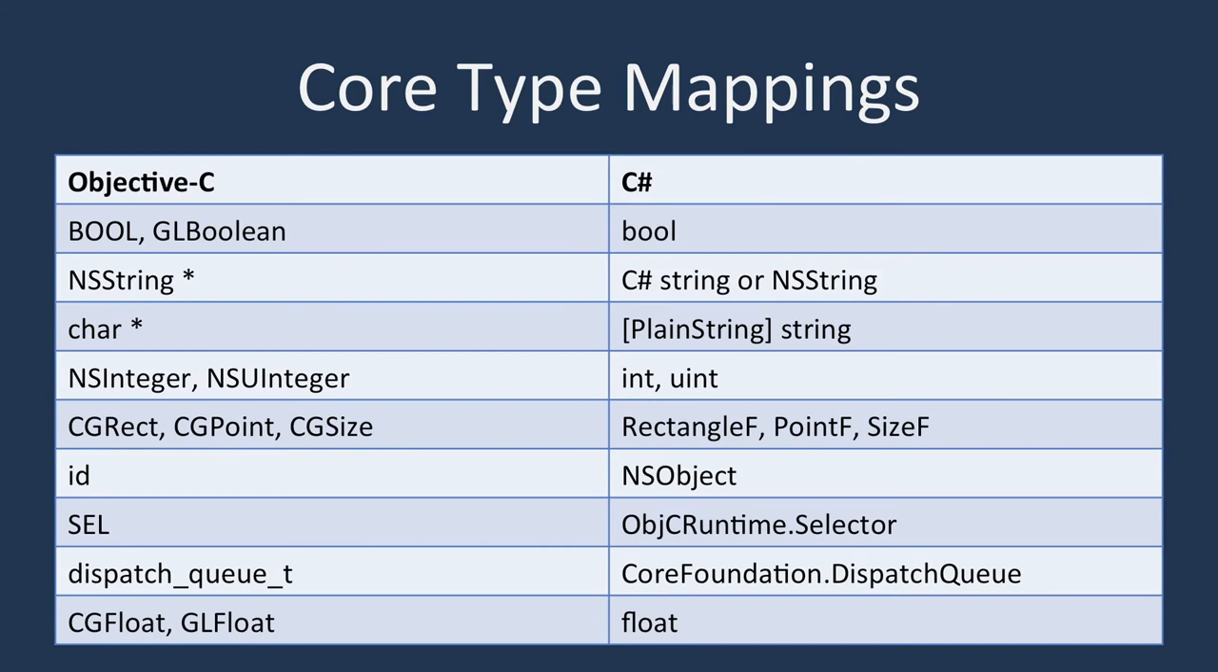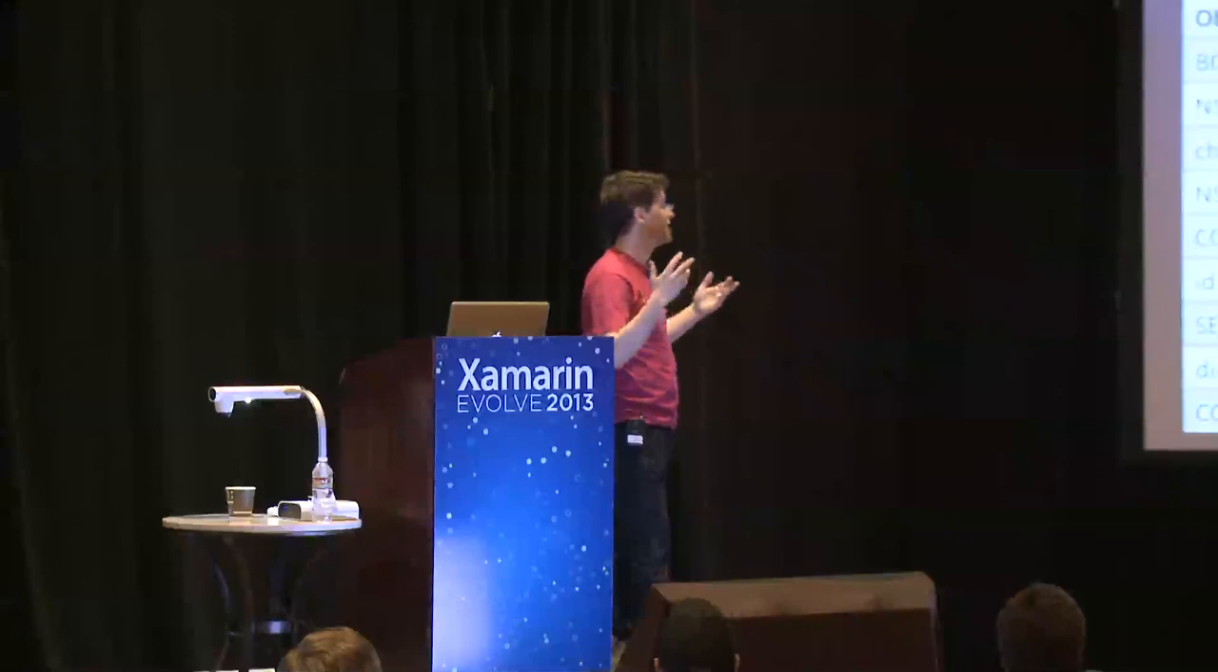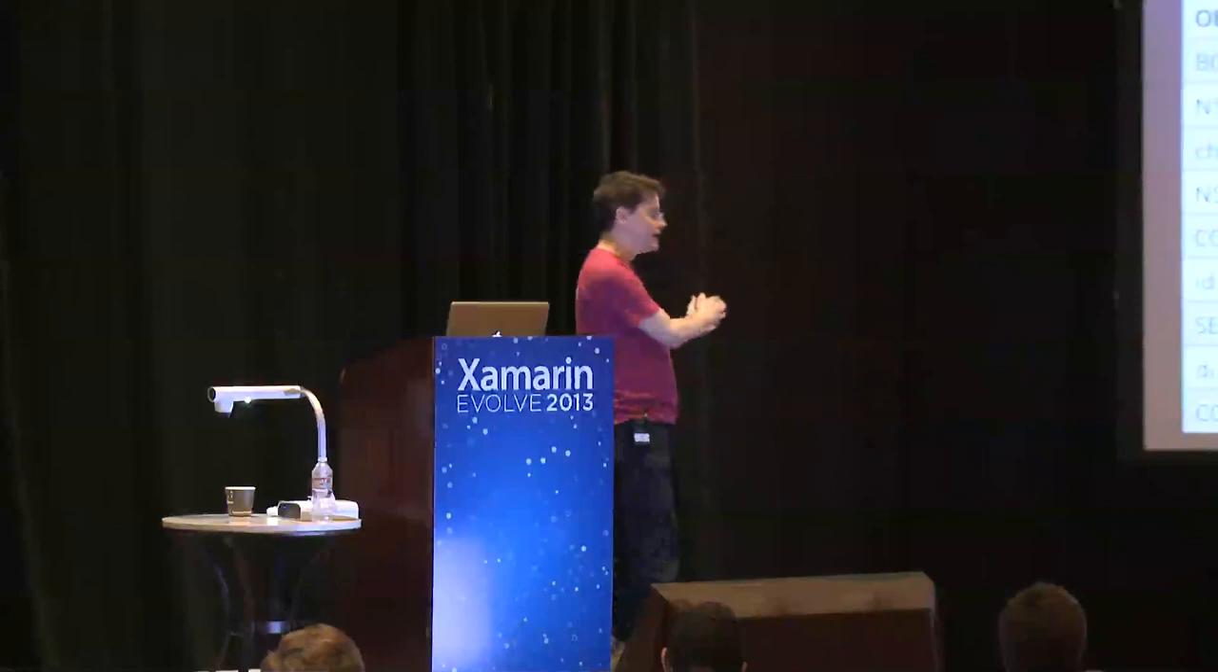Yes, very good observation. When you see ID, you map it to NSObject. You do not map it to object. The reason is because NSObject actually is a subclass of object that has all kinds of interesting methods. Just like ID. ID has all kinds of interesting Objective-C methods. Like, for example, you can call the description method. You can obtain the Objective-C class. So you want to bind to NSObject. You don't want to bind to object. ID is bound to NSObject. Very good question.